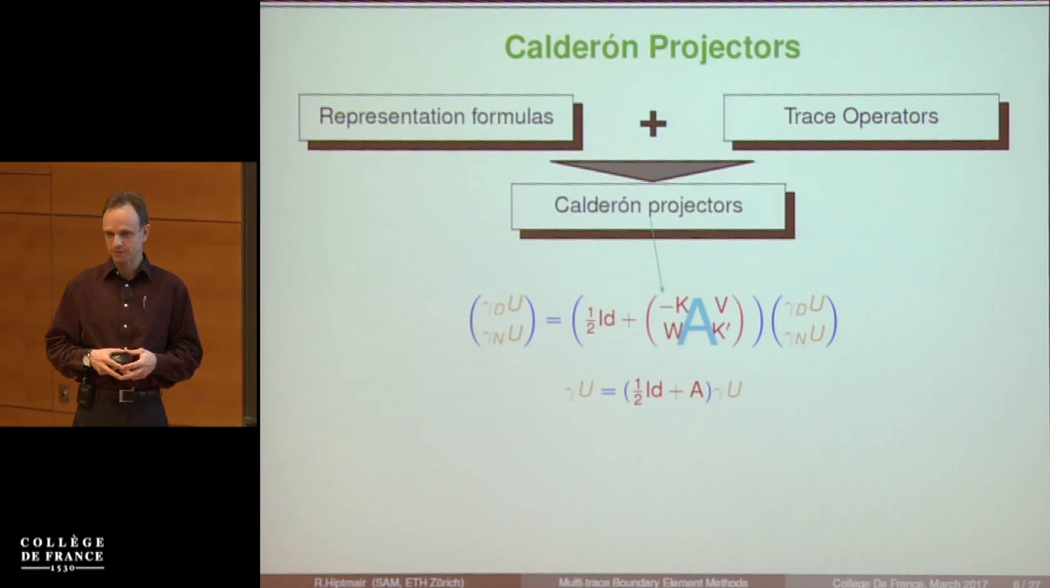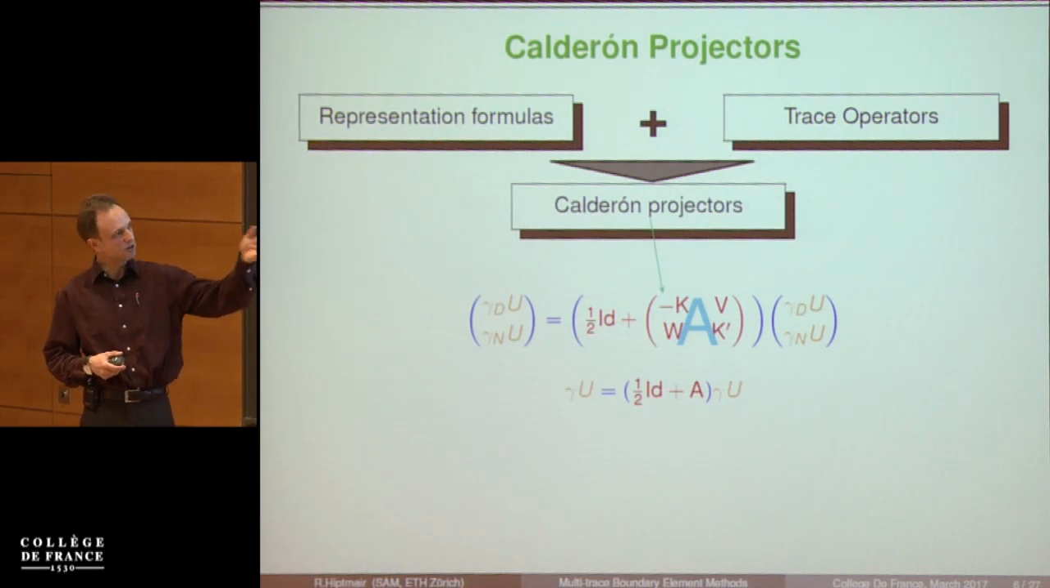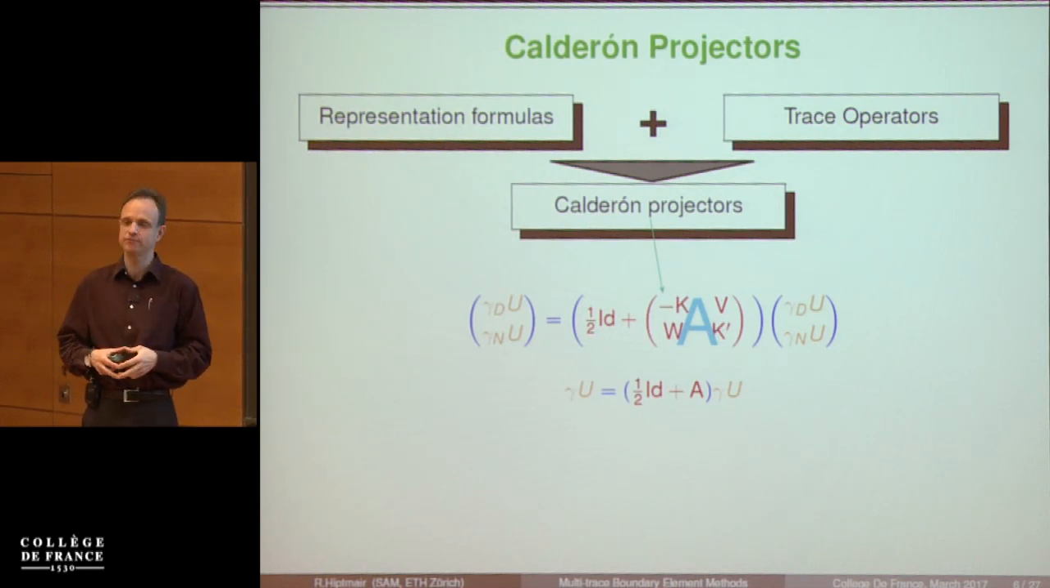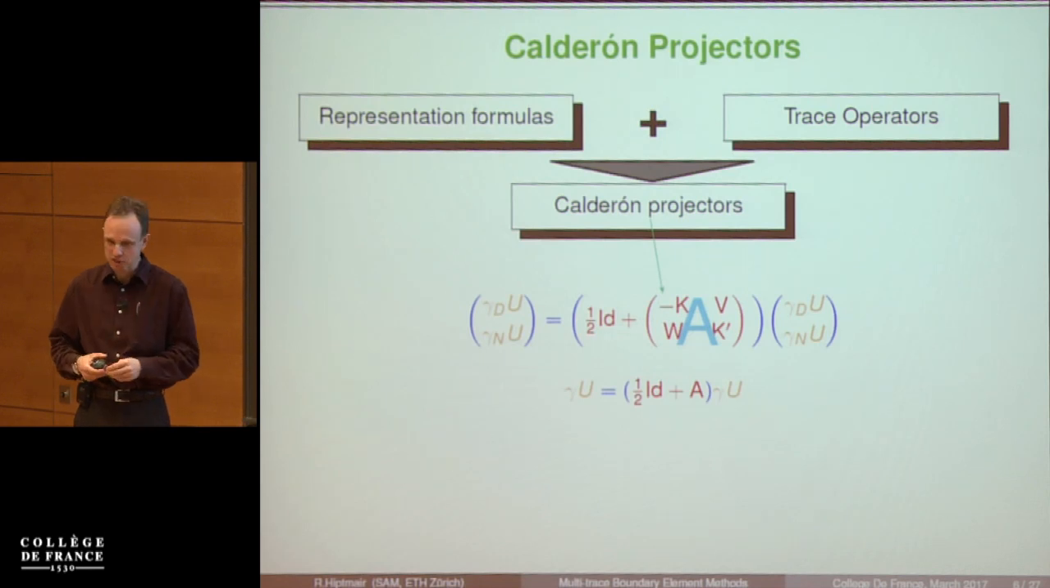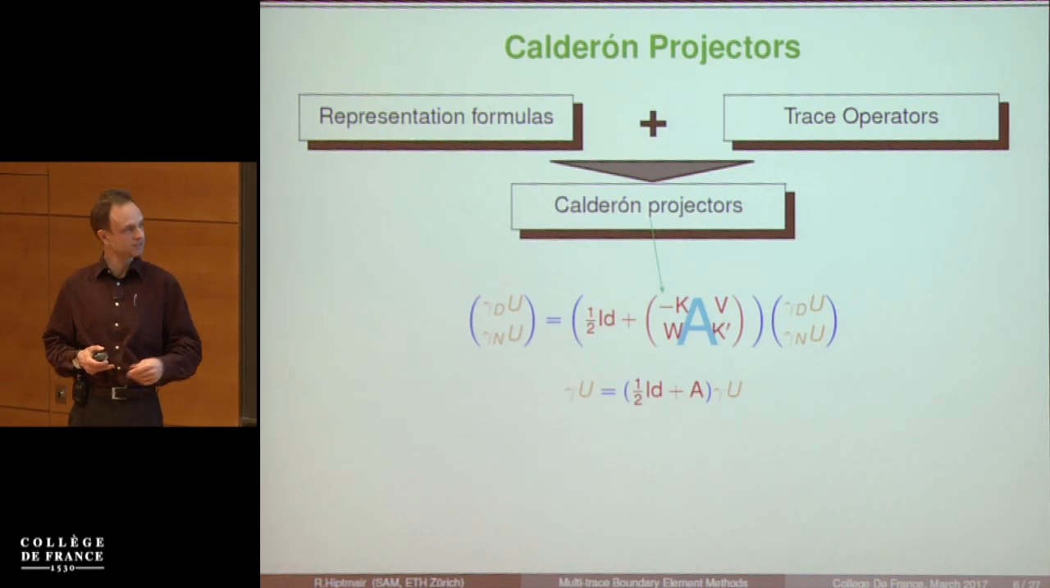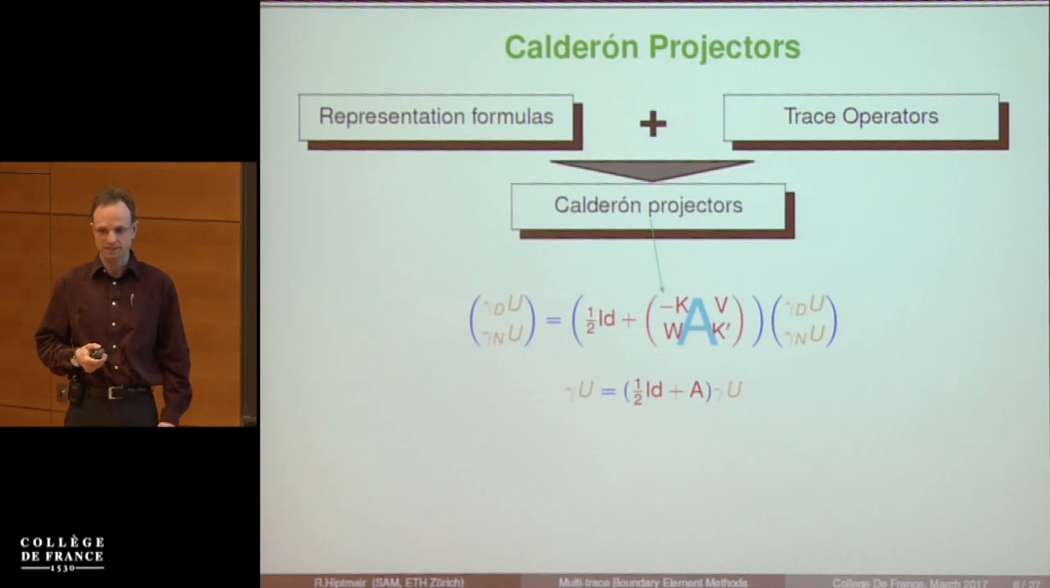And this is what I mean by not bothering about details of the operators. This compact form is essentially enough for presenting multi-trace formulations. So this will be the starting point: this Calderon identity, this identity for boundary integral operators.